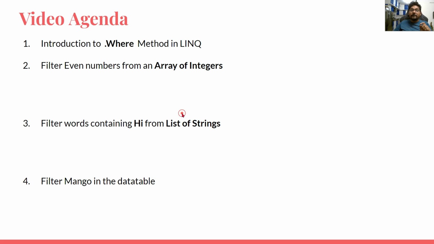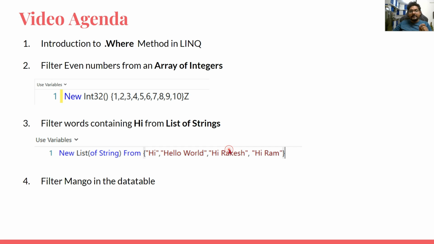For this video, first we will get an introduction of dot where, and then we are going to solve some problems. The very first problem, we will filter all even numbers from an array of integers. We will find out only the even numbers. Next, we will filter a list of strings where the word hi is present. Filter words containing hi. So you can see the list of strings; in this 1, 2, 3, this word doesn't contain hi. So we have to filter.